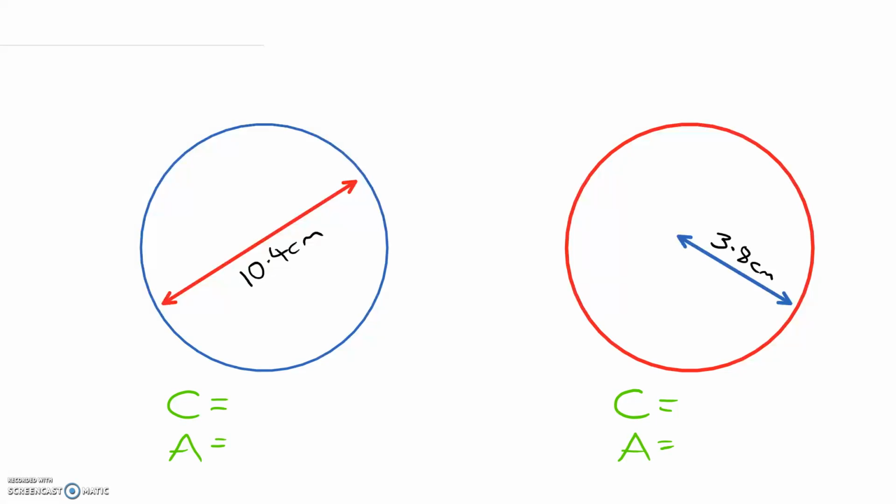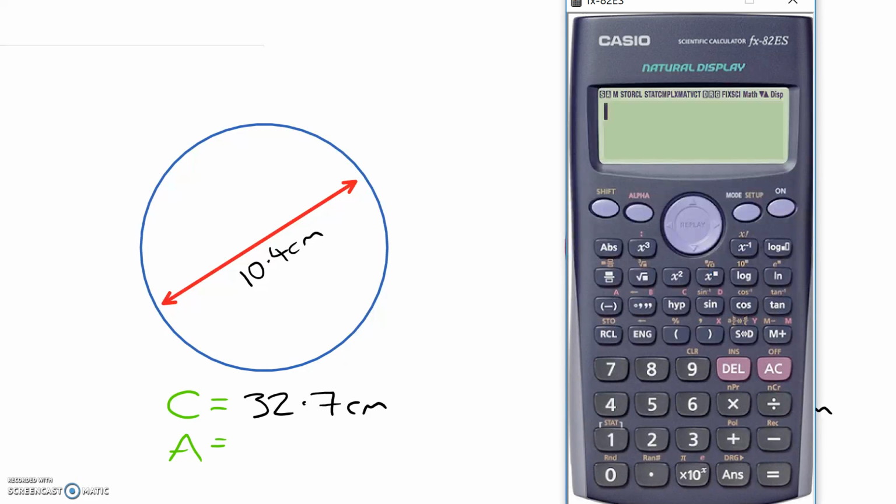The formulas have gone. Can you remember what you need in order to calculate the circumference and the area of the blue circle with a diameter of 10.4, and the circumference and the area of the red circle with a radius of 3.8? I suggest you have a go, pause the video, and then check my answers in a minute. Well, you can see I've put my answers for the circumferences up. I got 32.7 centimetres and 23.9 centimetres to one decimal place.